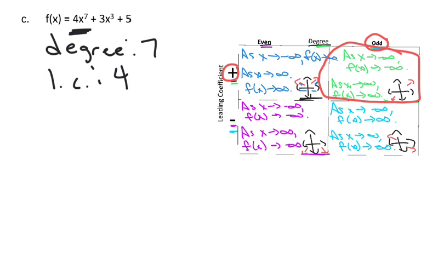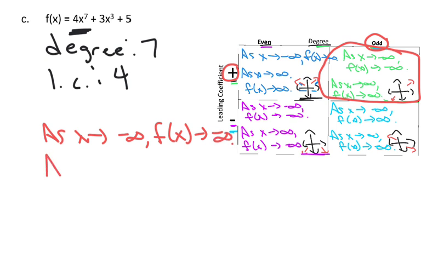So our end behavior, we're going to say as x approaches negative infinity, then f of x approaches negative infinity. And as x approaches positive infinity, f of x approaches positive infinity. And once again, all you're doing is looking for the appropriate box from the chart and then just filling that in.